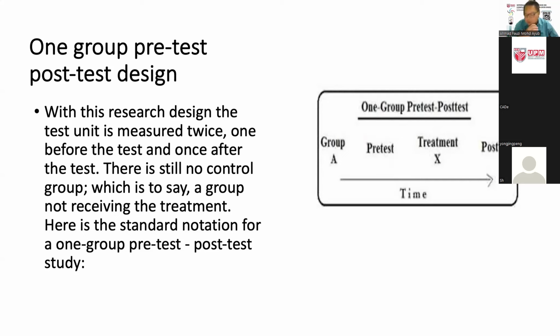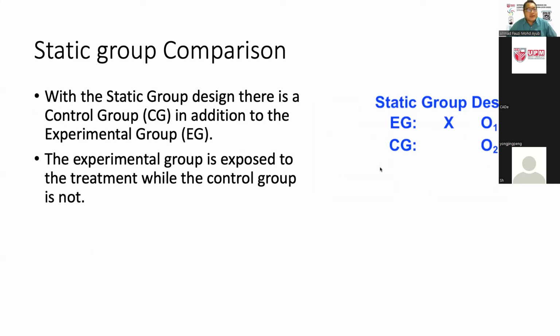you have problem with the design. You have problem with selecting the respondent. So you don't have enough, 60 respondents. So then in that case, maybe you need to do this one group pre-test and post-test design. So in this case, I want these other things. And then static group, okay?